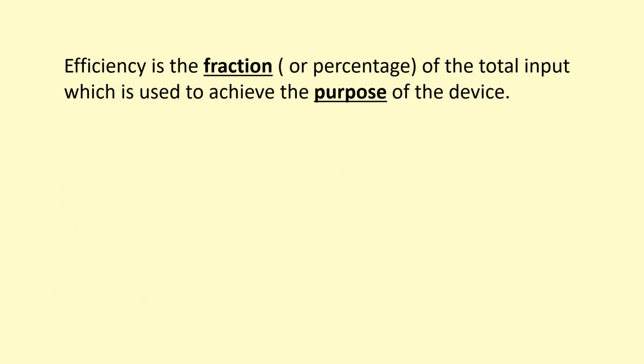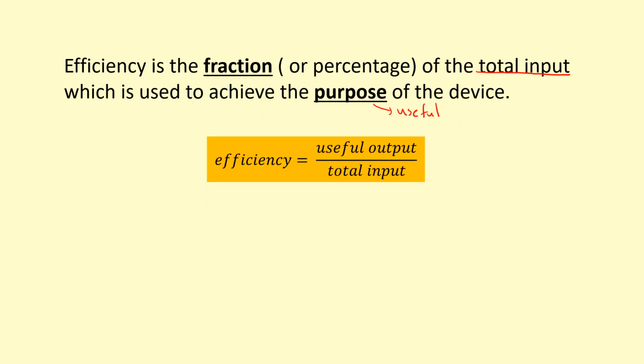So efficiency is the fraction of the total input that's used to achieve the purpose of the device. In other words, the useful energy. Okay, so the equation is efficiency equals useful output over total input, where you can use either energy or power for the input and the output here. And if you multiply by 100, you can get the percentage.